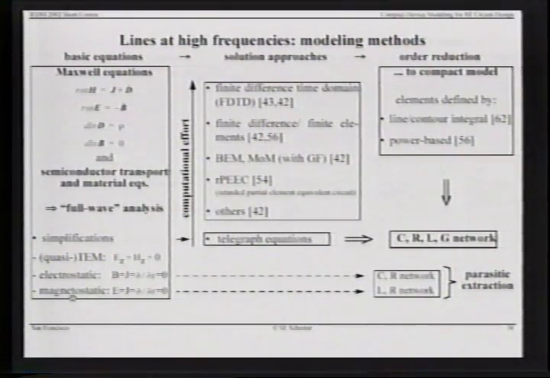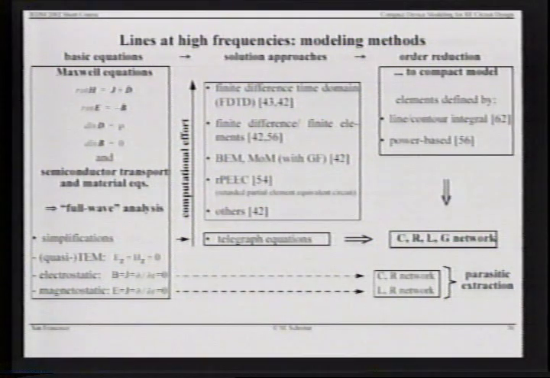Again, step back and see what we can do in order to model lines at high frequencies. We can start again with the Maxwell equations, but in this case, because of the lossy substrate, we have to add the semiconductor equations, transport and material equations, and perform what's called a full wave analysis. This is very computationally expensive, and you can't use it in a circuit simulator or in a circuit design cycle.